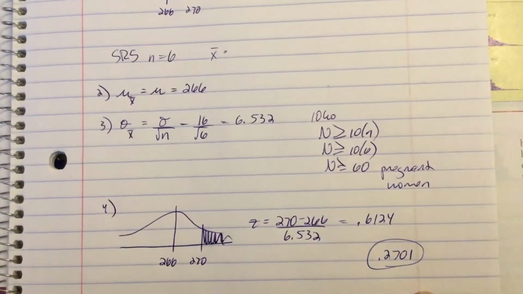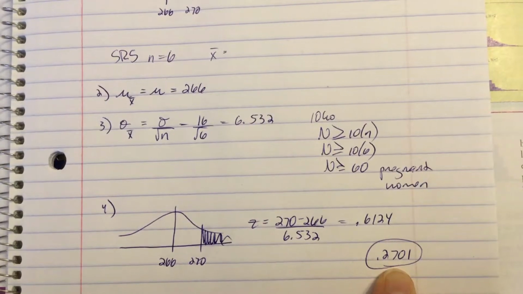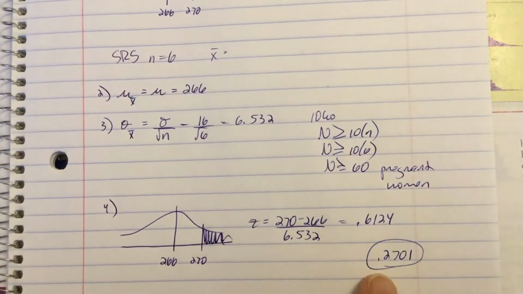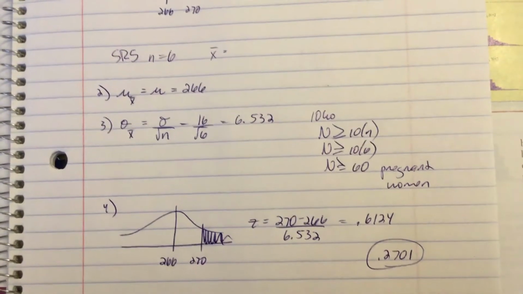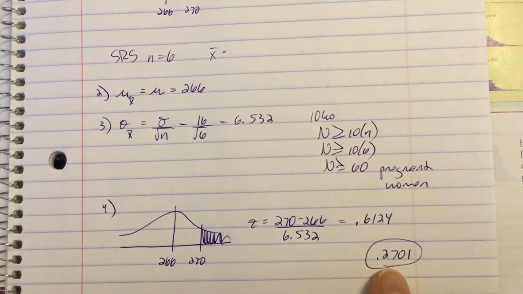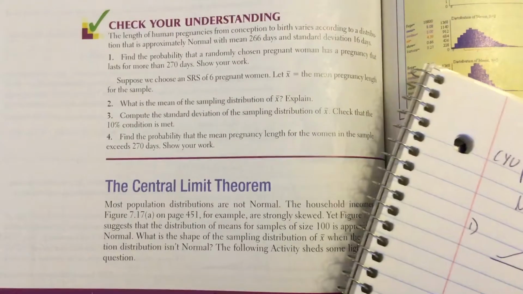So there's about a 27% chance that the average length of the pregnancy of those 6 women will exceed 270 days. Okay, so it's a little smaller chance than just the probability of a single woman's pregnancy exceeding 270 days. It's because of those 6 women, their pregnancy lengths are going to vary quite a bit. But then again, they could all be pretty close. Okay, so I think that's it for that one.